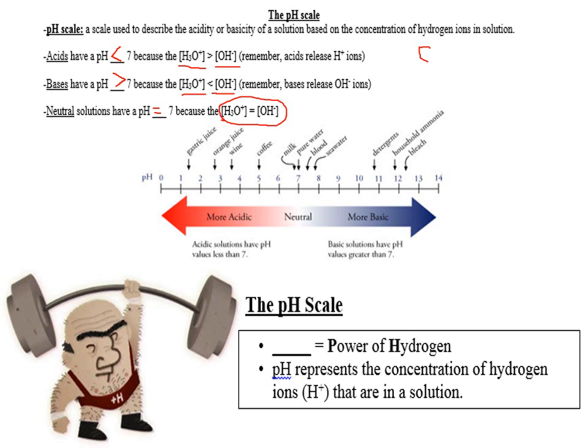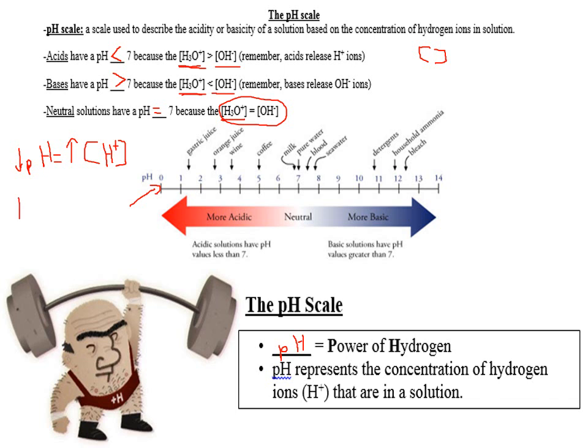Remember the square brackets, that means concentration of. So pH is the power of hydrogen, and that basically represents how acidic something is. Less than 7, acidic, 7, neutral, more than 7, basic. And that relates to the concentration of the H plus ions in solution. So pH tells you the concentration of H plus ions in solution. The lower the pH, the higher the H plus ion concentration in solution. There is still OH minus, but H plus greatly outnumbers it.